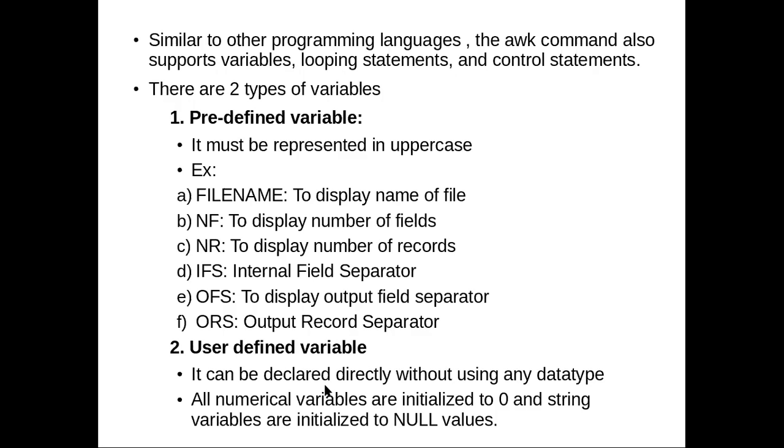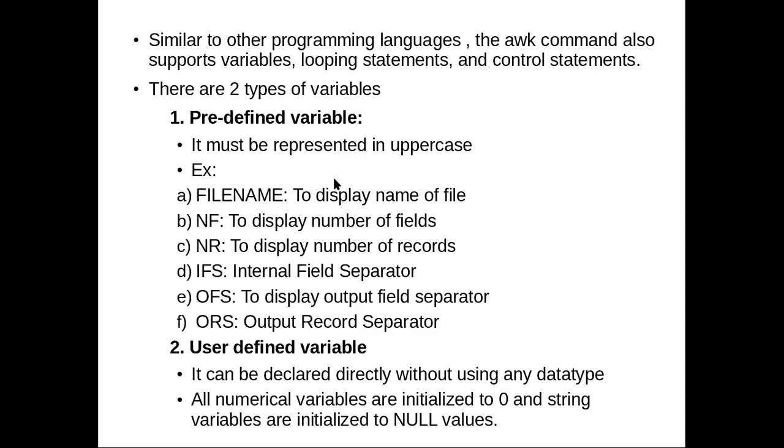Usually, whenever we are declaring a variable in a normal programming language, in the same way we are defining the variable. So it can be declared without any data type. Okay. If you are declaring any numeric data type, it will be initialized to 0. If you are declaring any string data type, it will be initialized to null values. That is the user defined variable. Usually how we declare the variables in other programming languages, in the same way, no need of any data type. Okay. Then predefined variables means there are a set of system defined variables.